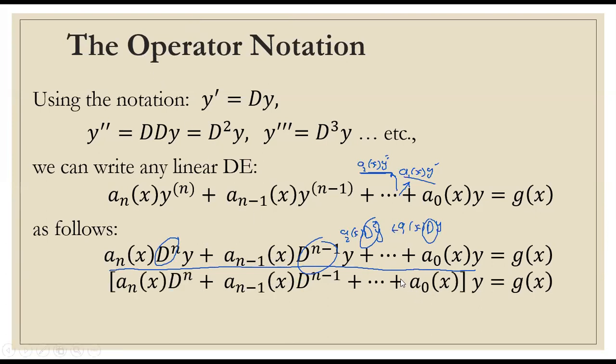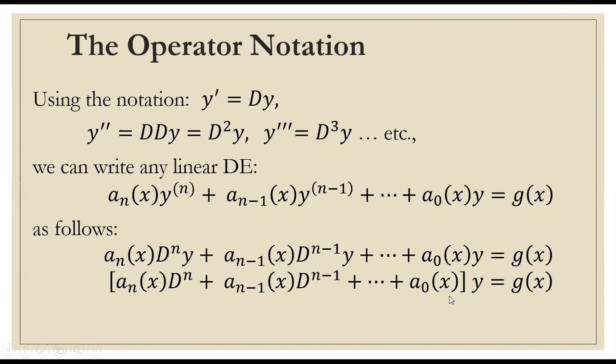Look what I did here. Some students can say that I took y as a common factor. Actually, it isn't right to say I'm taking y as a common factor, because there is no product between D squared and y. D squared y means find the second derivative of y. And Dy means find the first derivative. It isn't a product. And D^n y isn't a product of D to the n times y. It means find the nth derivative of y. I can write my operator in this formula. Okay? So this expression means find the nth derivative of y, the (n minus 1)th derivative of y, and so on.